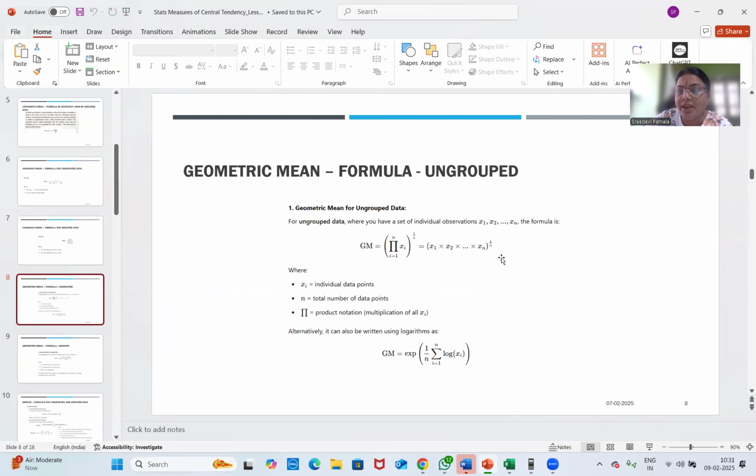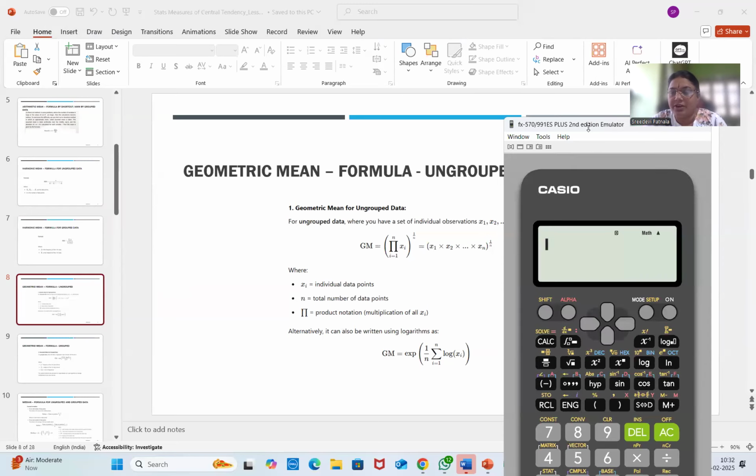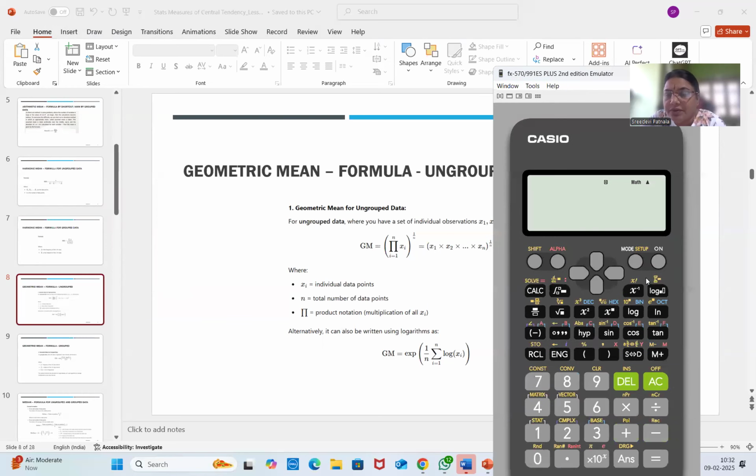You do the product and use the 1 by n. Here only you have the 1 by n model. You have to see where the 1 by n is, then you can use the 1 by n value also. I can show you with the example there also. If you have e to the power of, this is exponential, but 1 by n is a different thing. I will show with an example.